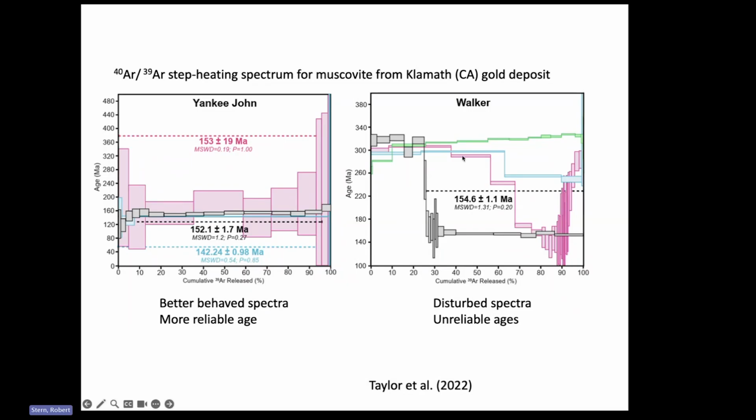But then we look at another one like this, where you get a bunch of ages out to a small amount of the gas being released, and then you get a different age when you release more. You're going, I'm not sure what's going on, and you have much less confidence in that age. The ability to look at these release spectra and determine whether or not the system is well behaved is one of the very nice things you get from the argon-40/39 step heating method. Any questions about that?